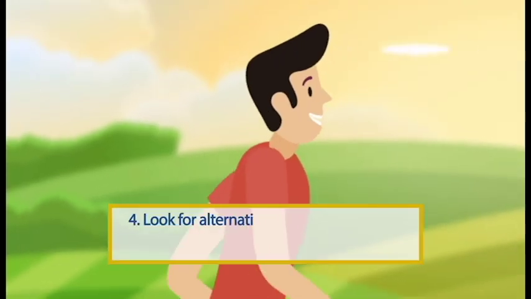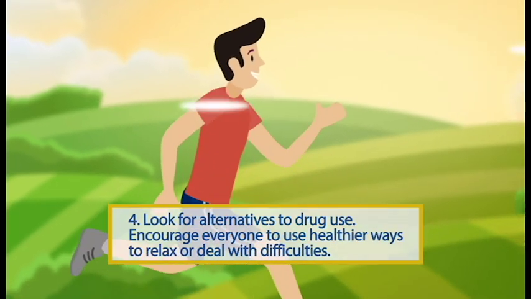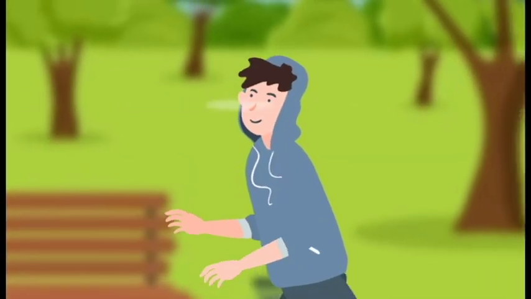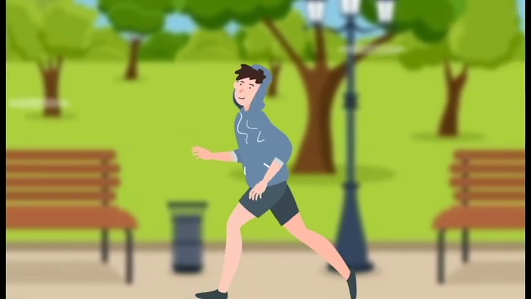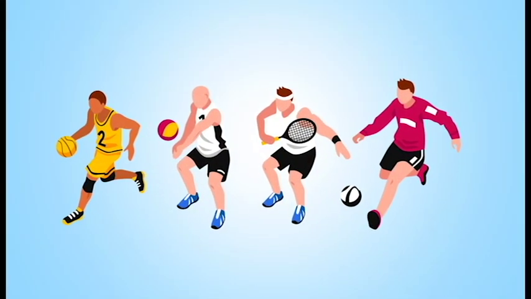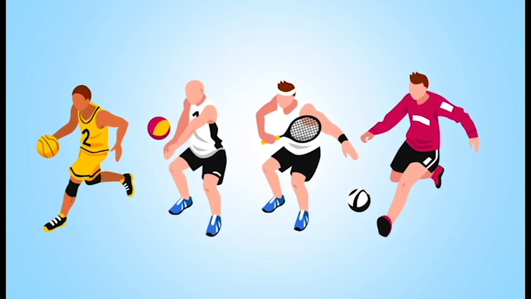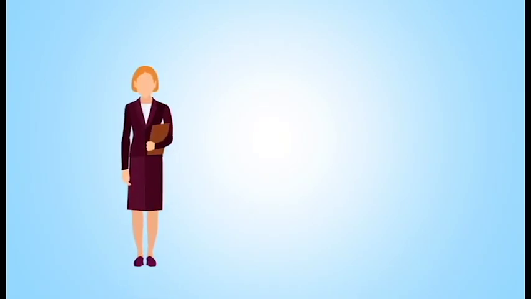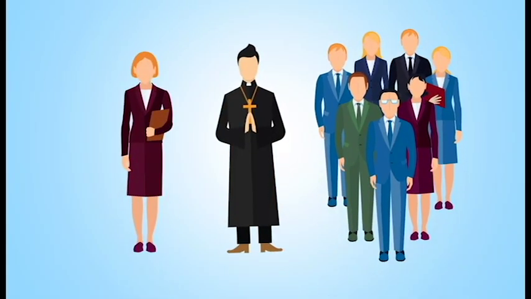Number 4. Look for alternatives to drug use and encourage everyone to use other healthier ways to relax or to deal with difficulties. Many problems like stress, anxiety, boredom, and even physical pain can be relieved without using drugs. Alternatives to drug abuse include engaging in sports or any other worthwhile hobbies. Number 5, get active in your community to help prevent drug problems. Talk to the local school, church, community group, sports club, or parents association about programs to increase drug awareness.